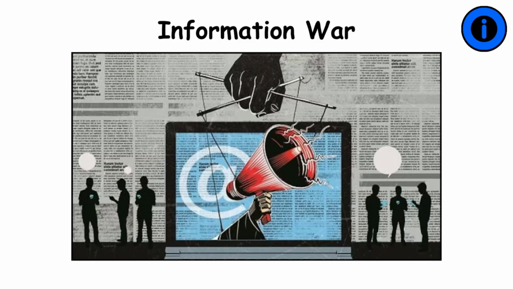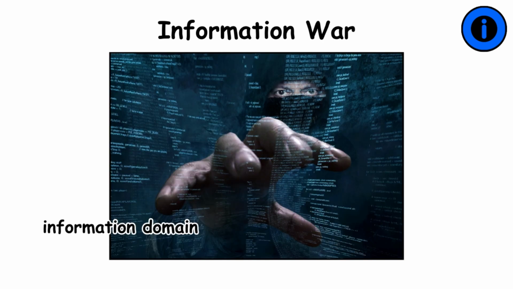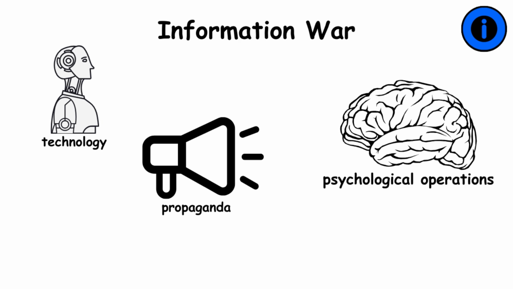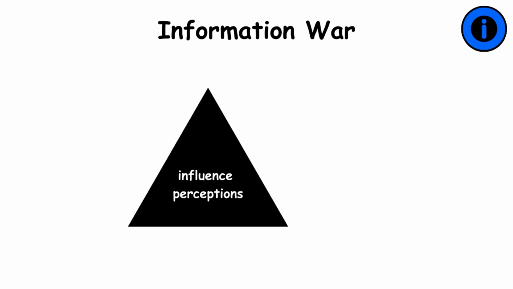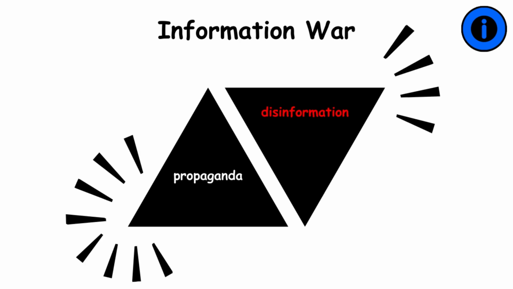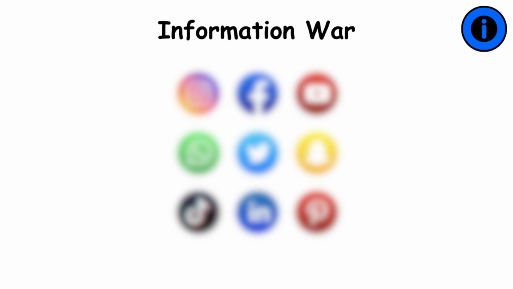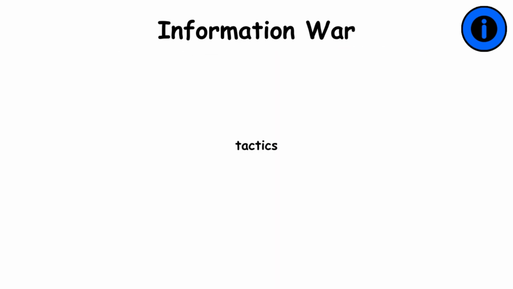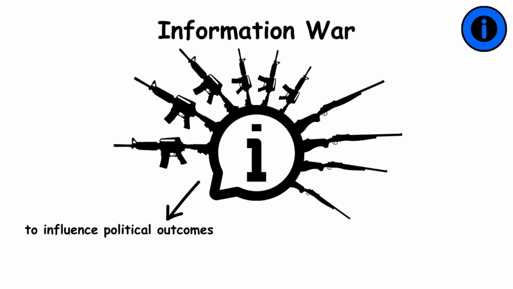Information war. Information war is a conflict fought in the information domain using technology, propaganda, and psychological operations to influence perceptions and manipulate opinions. It involves the spread of disinformation and propaganda through various channels, including social media, news outlets, and online platforms. These tactics aim to weaponize information to influence political outcomes and destabilize governments.